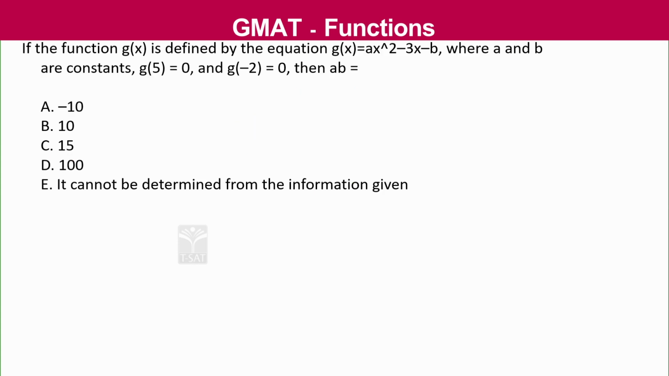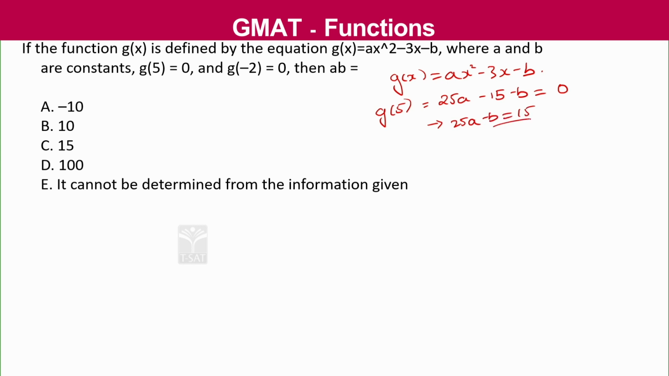If the function g of x is defined by the equation g of x is equal to ax square minus 3x minus b, where a and b are constants, g of 5 is equal to 0 and g of minus 2 is equal to 0, then ab is equal to what? Okay, g of x is equal to ax square minus 3x minus b. They are saying g of 5 is 0. Substitute 5, you will get a into 5 square, which is 25a, minus 3 into 5 is 15, minus b is equal to 0. That implies 25a minus b is equal to 15.